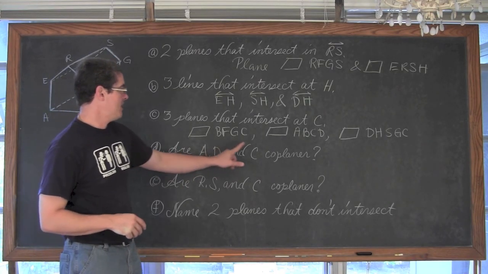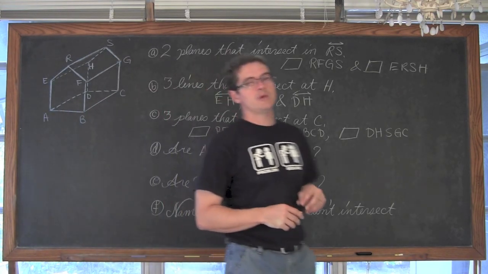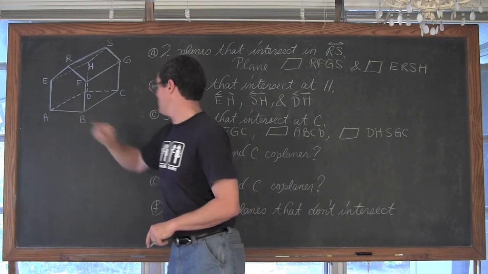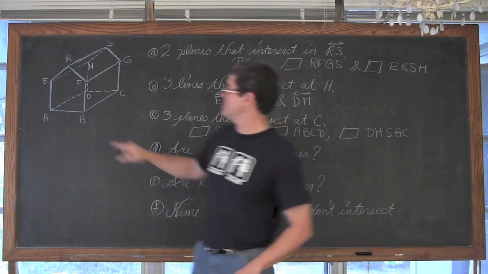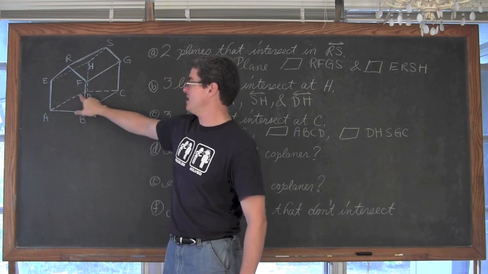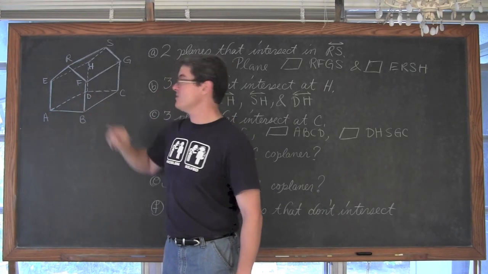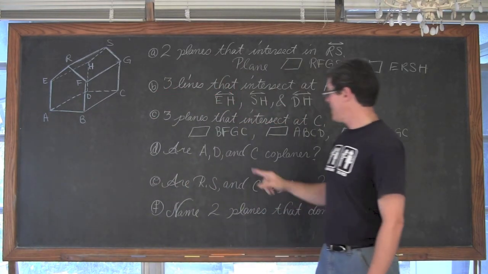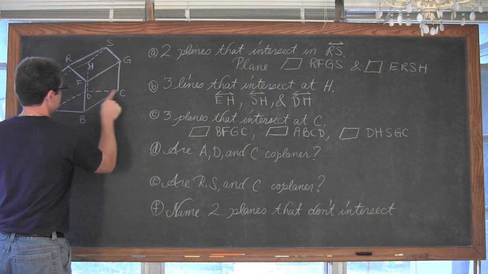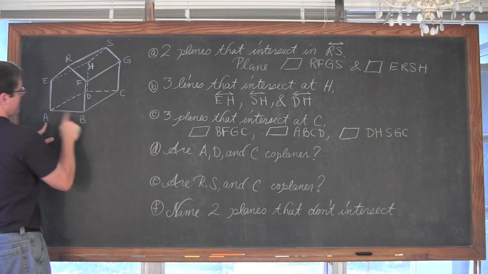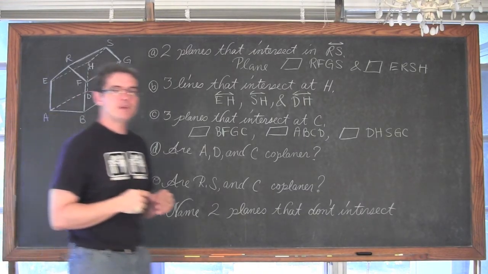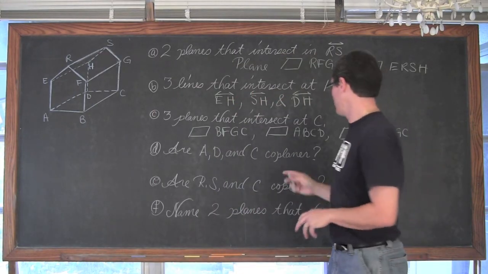Are A, D, and C coplanar? Are those 3 points in the same plane? Well, let's see here. A is right here. We have D, which is following along the bottom left-hand line here. So we have A and D; those are in the same line. And C, well, let's see here. A, D, C. All of these points are helping to make up the bottom plane of this house-like figure. So yes, indeed, those 3 points are coplanar.